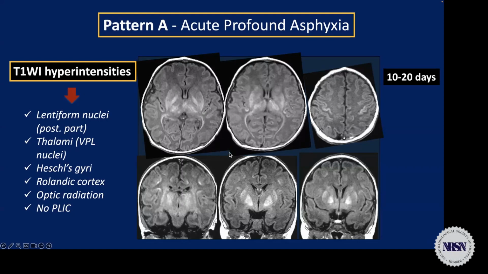Why this aspect? Why do we find some hyperintensity? We don't know exactly. Probably these are macrophages. There are plenty of foamy cells that are rich in lipids. But it's not myelin, it's not hemorrhage, it's the direct damage on these cells. So lentiform nuclei, VPL thalami, some parts of the cortex, you can see also here and here, optic radiation.